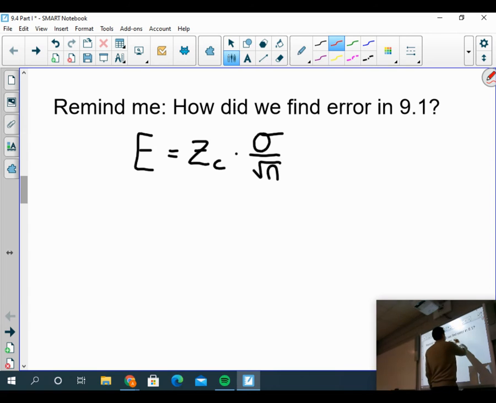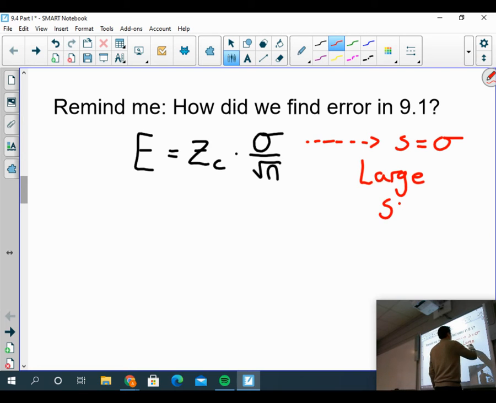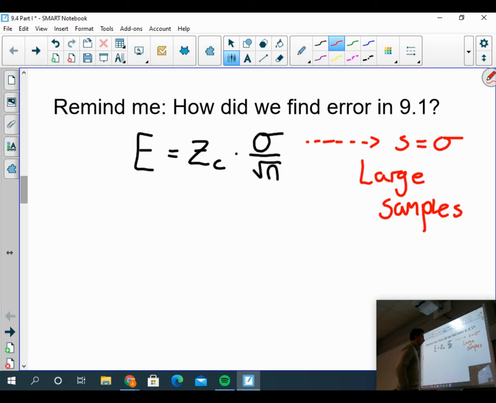We either had the population standard deviation or we substituted s in for sigma because in 9.1, as well as here, we're working with large samples. And we found our critical value by using the standard normal curve. Okay, again, because we were working with large samples. But the question is, and what we're talking about here in 9.4, is we already have a level of error in mind. We want to keep that interval small, so we're going to know what level of error we want.